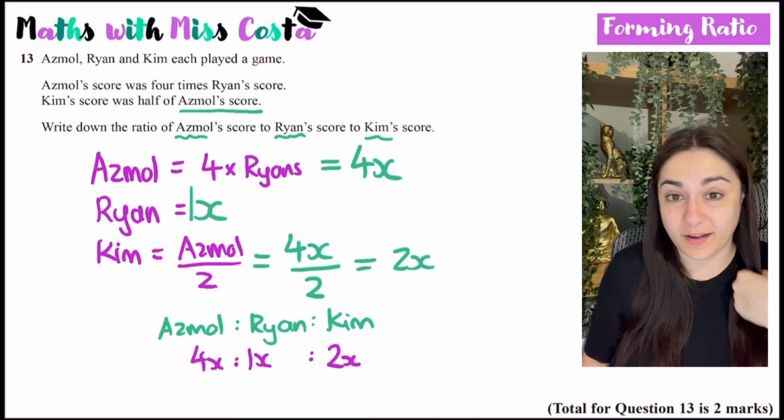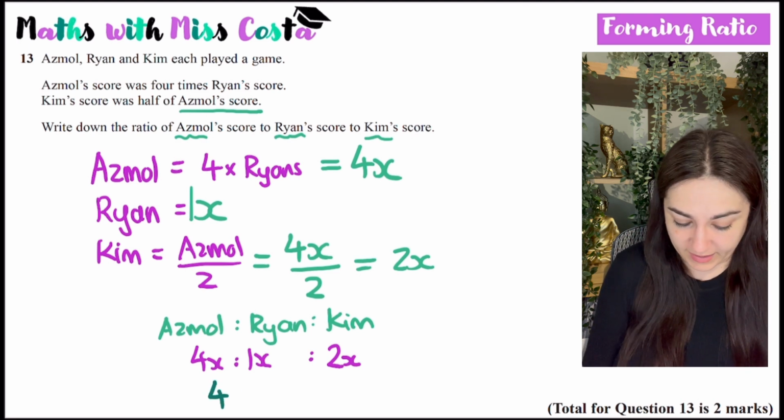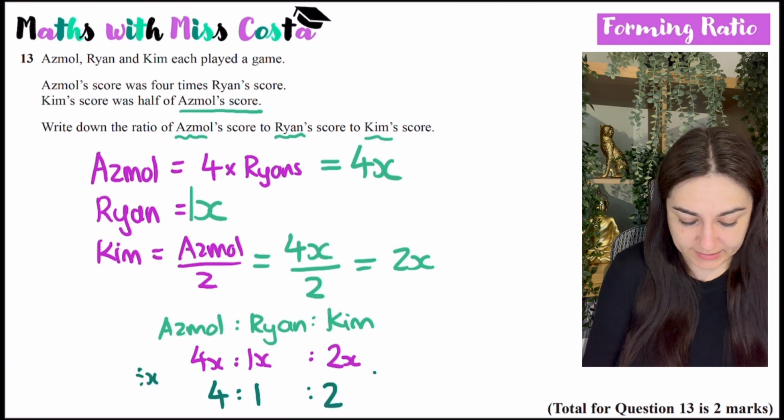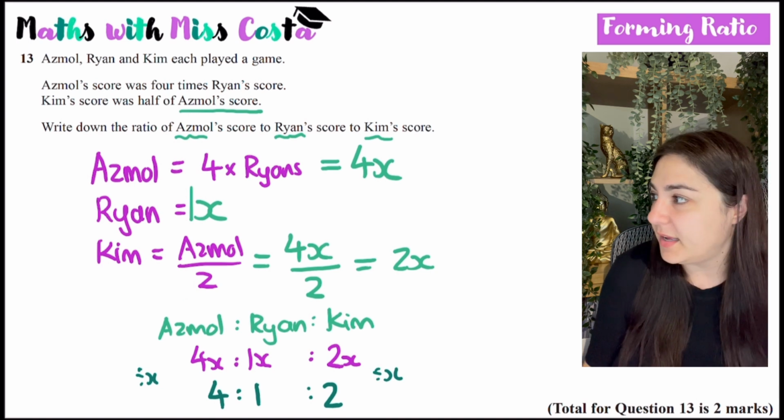So now all I want to do is turn that into ratio. So I can divide everything by X to get the ratio 4 to 1 to 2. So I've just divided everything by X to get it as just a numerical thing.